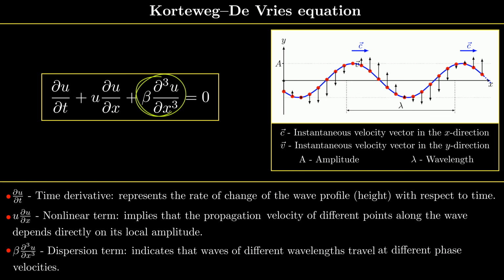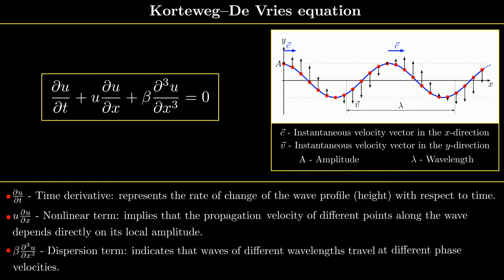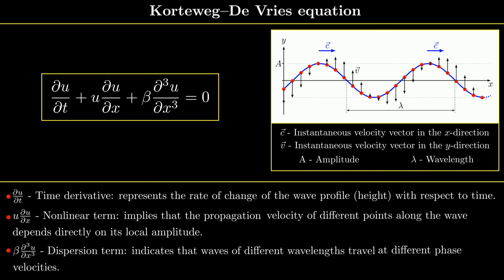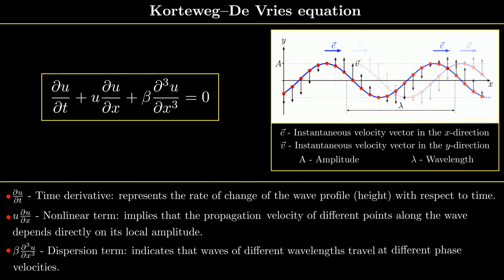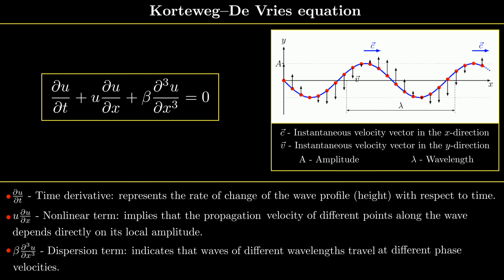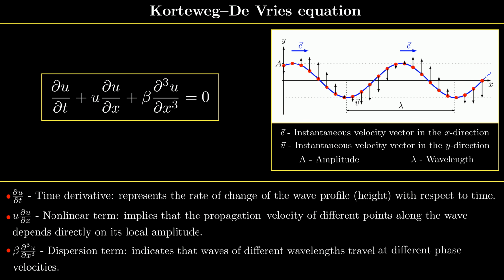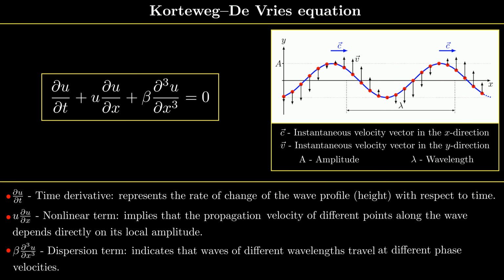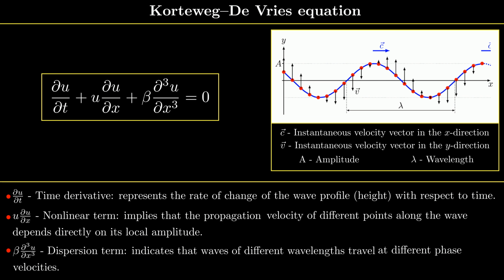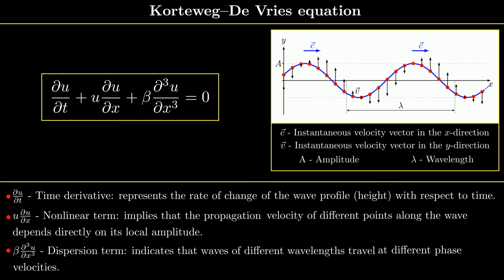The third term describes the dispersive properties of the medium. This term reflects the dependence of the wave components' velocity on their wavelength and leads to a spatial redistribution of wave energy, causing broadening and smoothing of the wave profile.